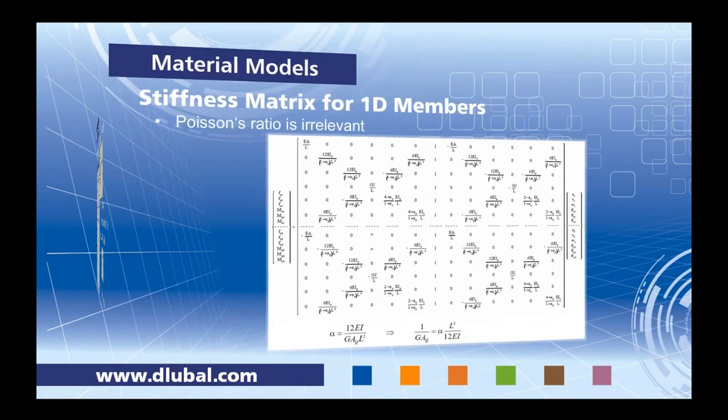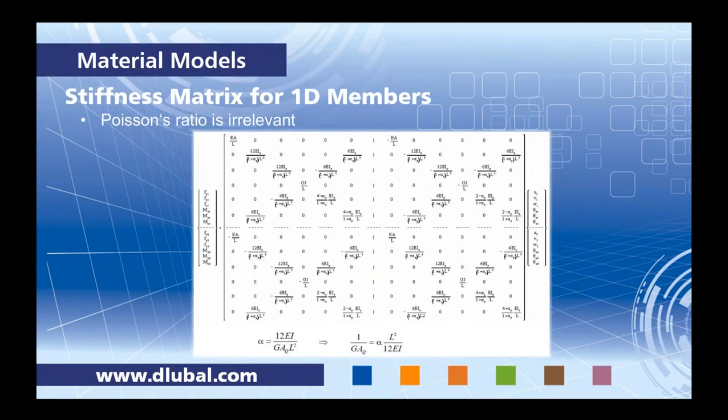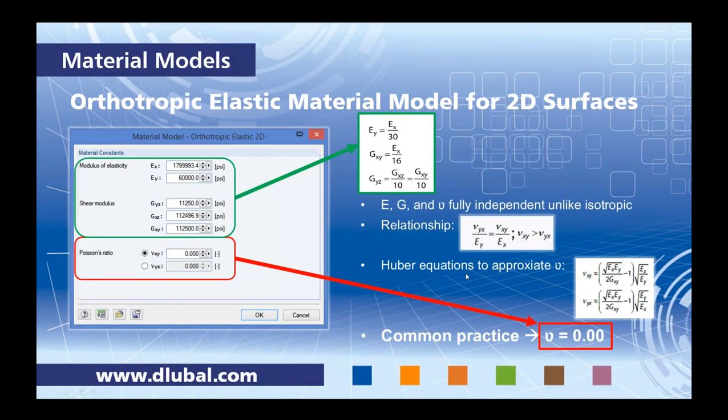So back a couple slides when I showed you this equation, E over 2G minus 1, well, this is actually not applicable for orthotropic 2D surfaces. We do have a relationship with Poisson's ratio and the modulus of elasticity, and there are equations to approximate Poisson's ratio, but again, maybe timber that's cut down on the East Coast and the exact same species on the West Coast will have a different Poisson's ratio. So there's really no way to get that exact number. Therefore, it's common practice just to use Poisson's ratio equal to 0. The program is set up to default to 0, so that's why we use 0.